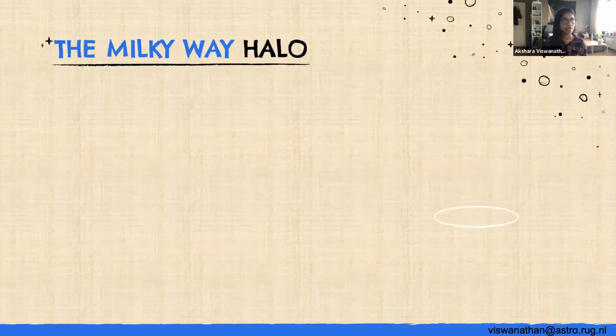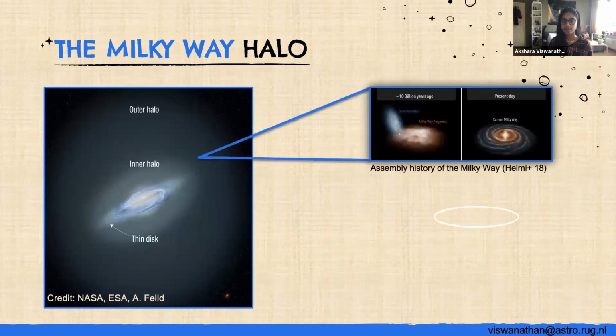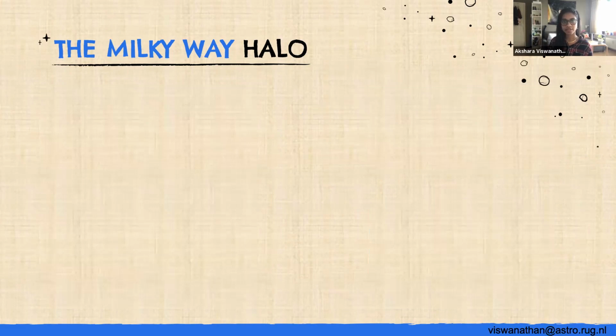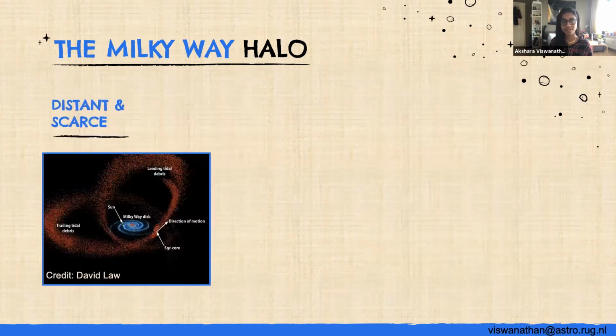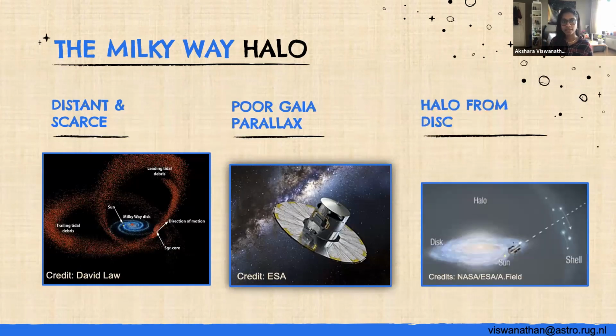Moving on, why do we want to study the Milky Way halo? There could be two main reasons. Because it talks more about the assembly history of the Milky Way in general. It talks about most of the past accretion events, etc. And we have more metal poor stars in the Milky Way halo. And why is it difficult to study the Milky Way halo? Most of the stars are distant and scarce. And at those distances, the Gaia parallax is really poor. And we're looking at the halo from a vantage point in the disk.